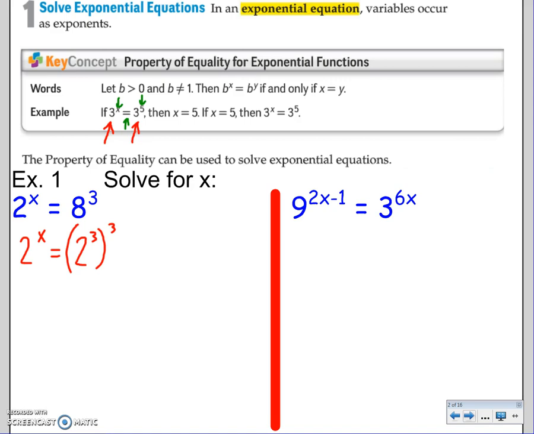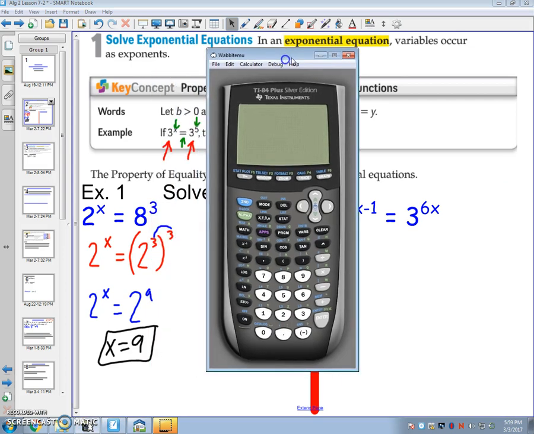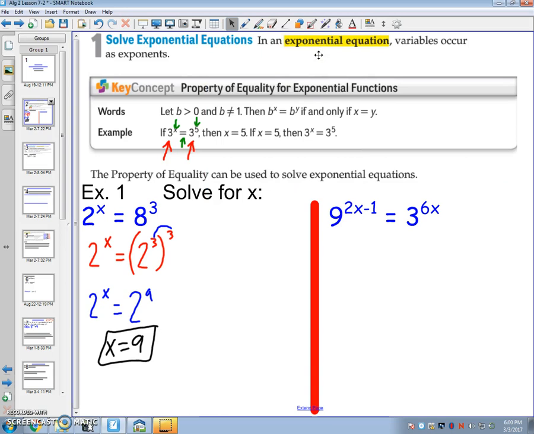Now we have to use our exponent rules. This is power to the power, so I'm going to multiply these, distributing that exponent. That's going to be 2 to the 9th power. Well, now you see we have bases of 2, the same bottoms, that means we have the same tops. I'm going to set the exponents equal, so I have x equals 9, and that's it. We can check: if I plug in 2 to the 9th power, I get that number. Well, that should be 8 to the third power. Same thing.